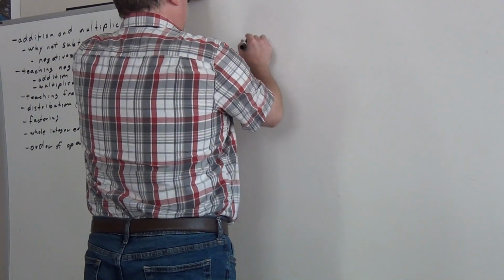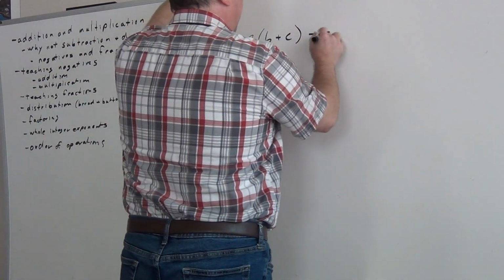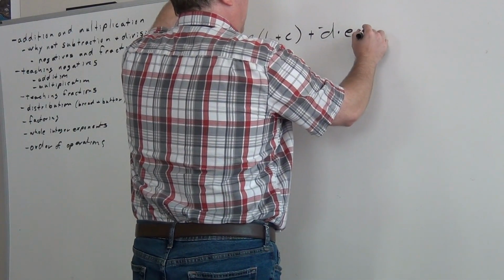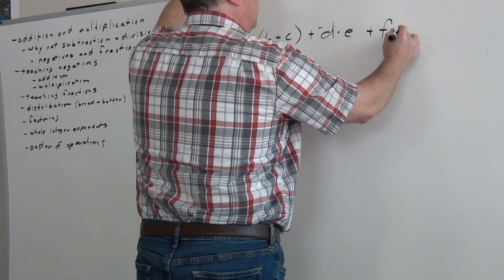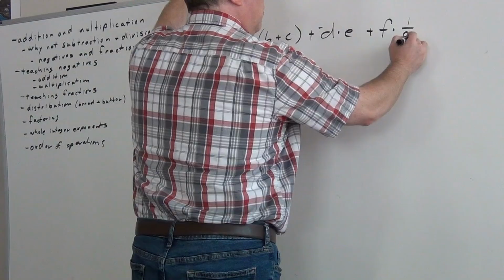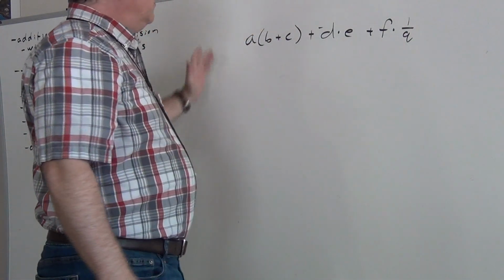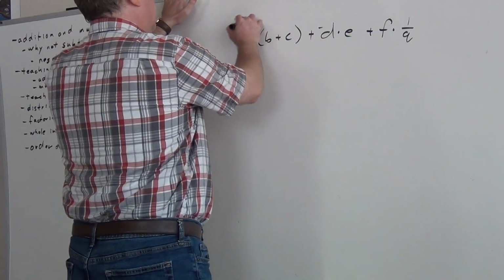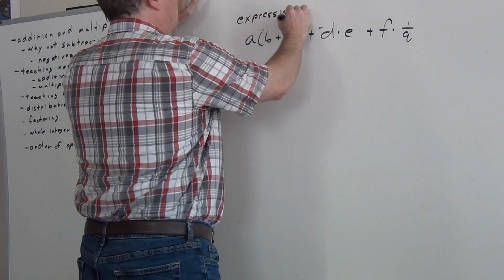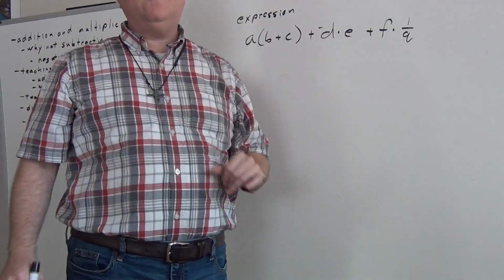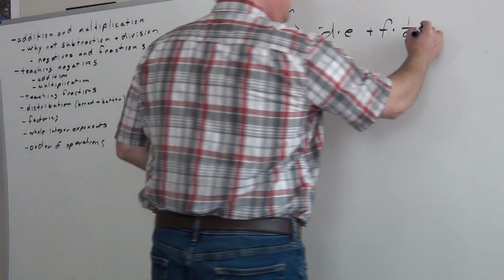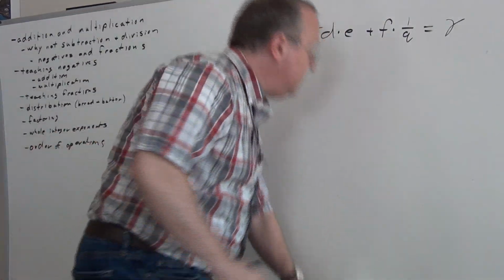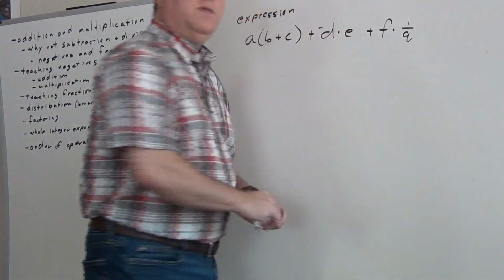So let's say A, B plus C minus D plus negative D times E plus F times 1 over G, or Q, right? So this whole thing is an expression. It is not an equation. An equation involves an equal sign. So if I said, that's an equation. This is an expression.